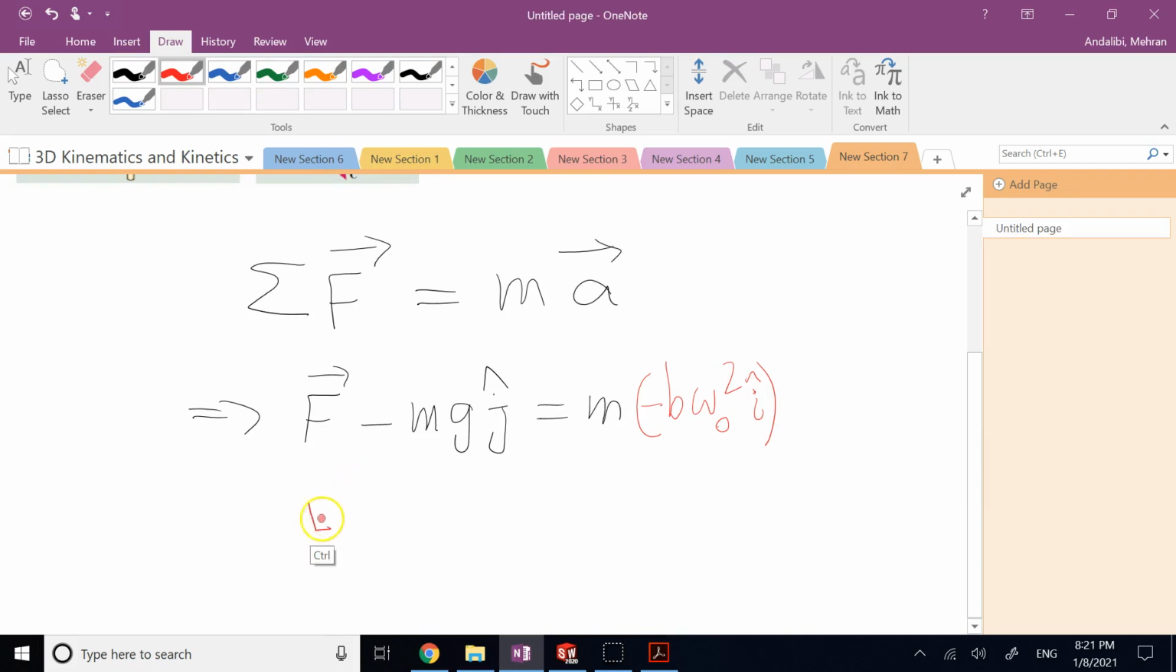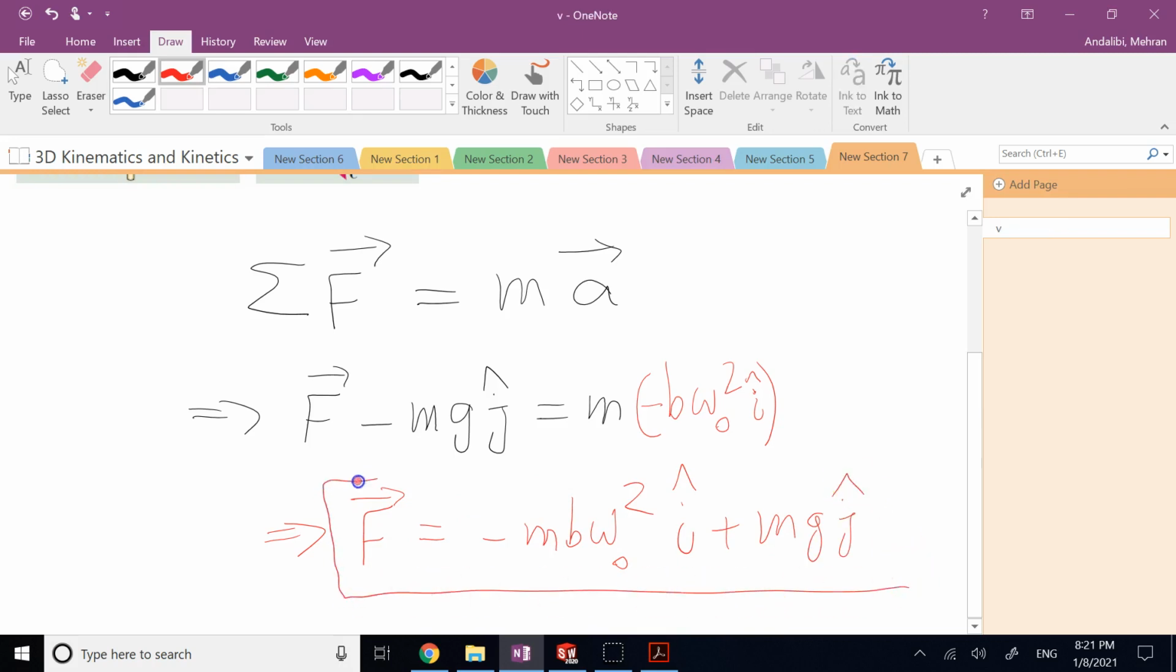So from here, clearly, force F is equal to negative m b omega naught squared i plus mg j. This is the resultant force you need to keep the bar in place, to cancel out the weight and to give it the centripetal acceleration. That's all you need for force.